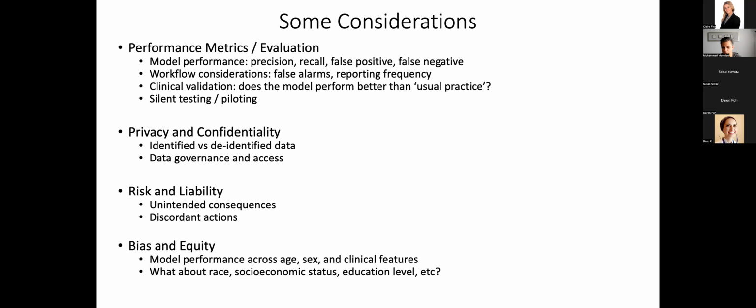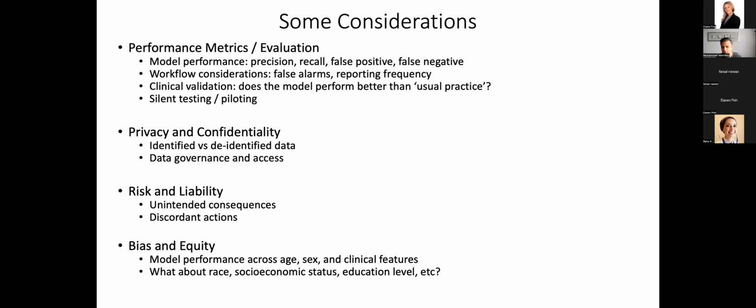Privacy and confidentiality, you can imagine. Some people may be concerned with data scientists accessing identified data, because if we identify Mr. Jones as high risk, we need to be able to know it's Mr. Jones. So we need identified data. There's all sorts of governance and access issues that I'm happy to elaborate on in the Q&A.